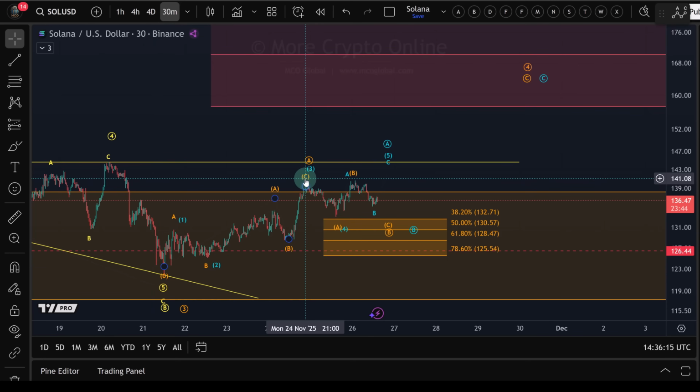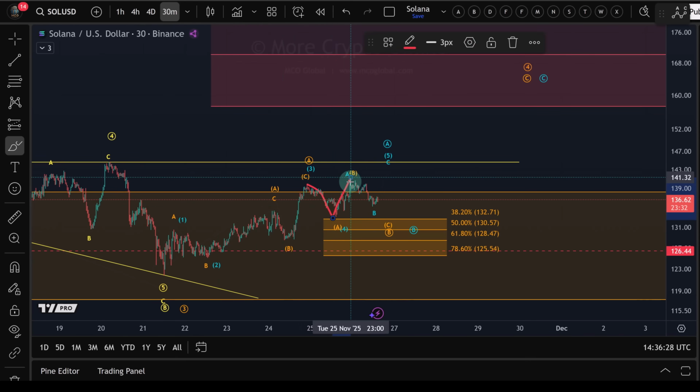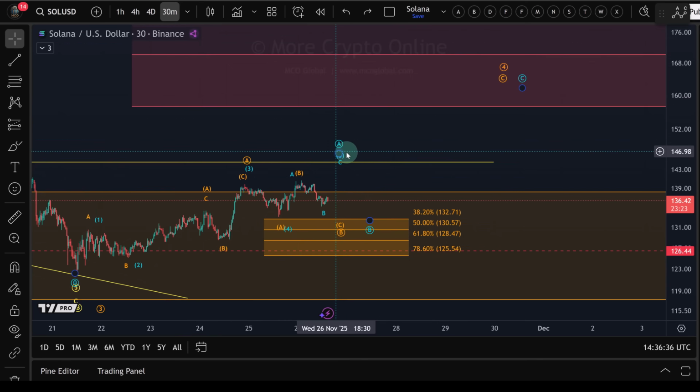And that can always be an A wave. An A wave can be an ABC structure, a 3-wave move, done. And then the B wave pullback afterwards, well, it started possibly here yesterday. We saw the 3-wave move up in wave B, and we could be working on a C wave now. It might just need one more low to wrap up that C wave.